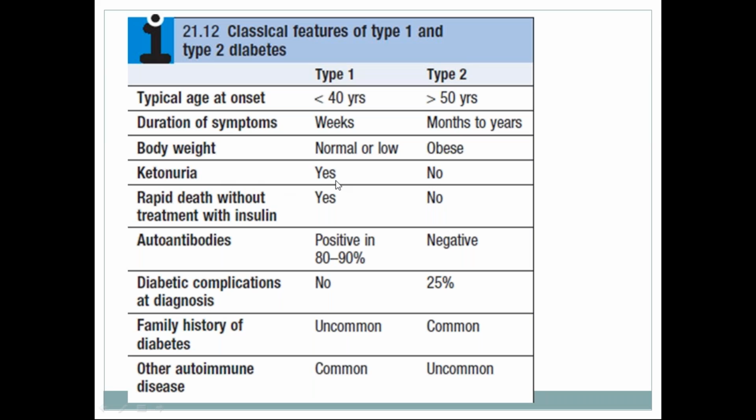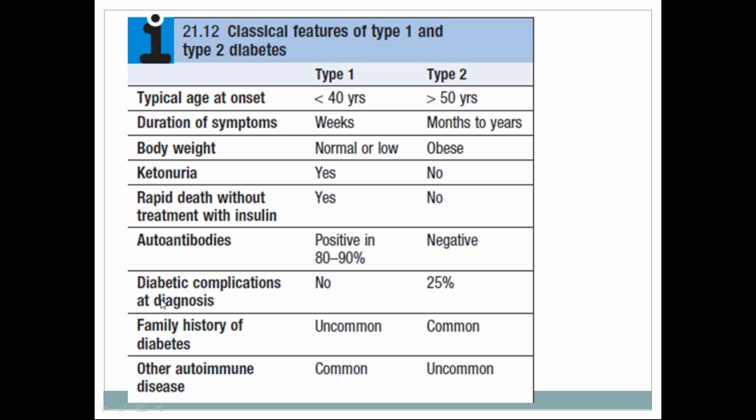In type 1, ketonuria is present, whereas in type 2, it is present in some cases, not all cases. Rapid death without treatment with insulin, yes, in type 1, because in type 1 only insulin is the treatment of choice, and in type 2 we can try them on oral hypoglycemic drugs. Autoantibodies are usually present in type 1 diabetes mellitus, so only the cases of type 1 diabetes mellitus will be associated with other autoimmune diseases, whereas they are negative in type 2 diabetes mellitus.